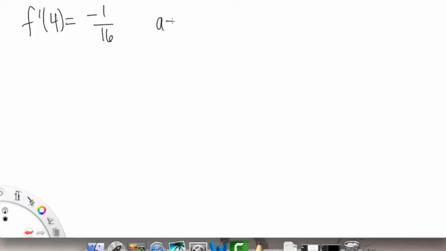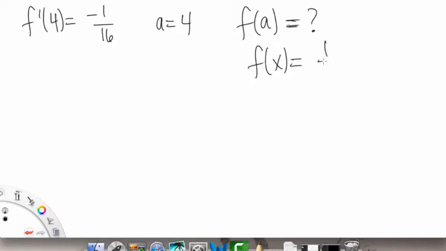Now we know that our a is equal to 4. Now we need to know what is f of a. What is our y value, or our function value at a, okay? And that'll be our last component that we'll need to know to write the equation of the tangent line. Okay, so what is f of 4? So what was f, first of all? So f of x, if we've forgotten, is equal to 1 over square root of x, okay? That's what we started with.